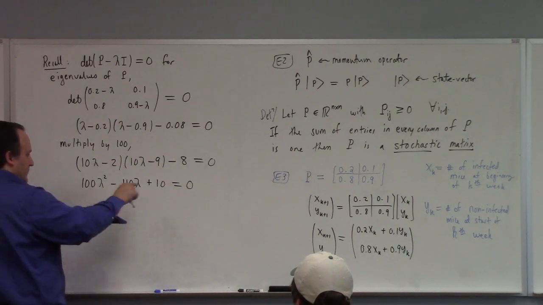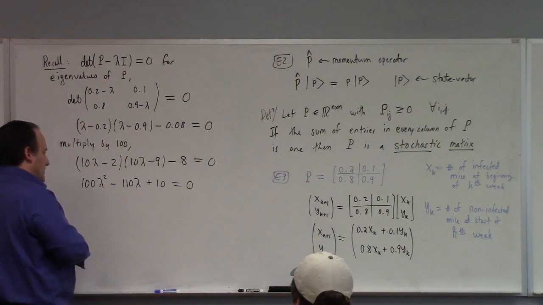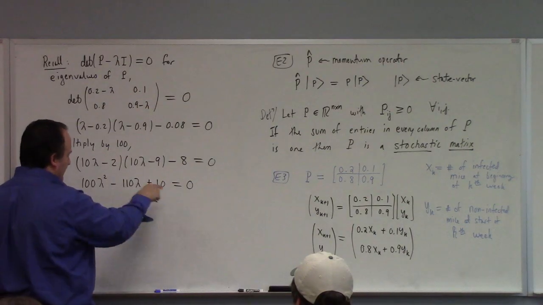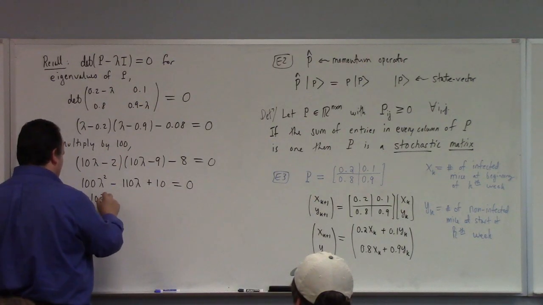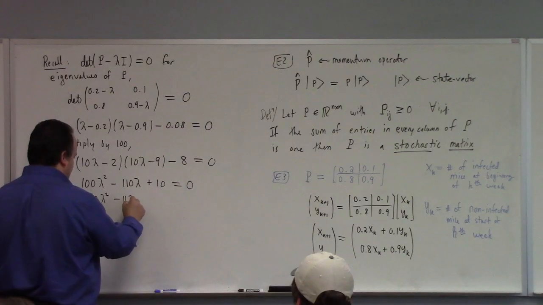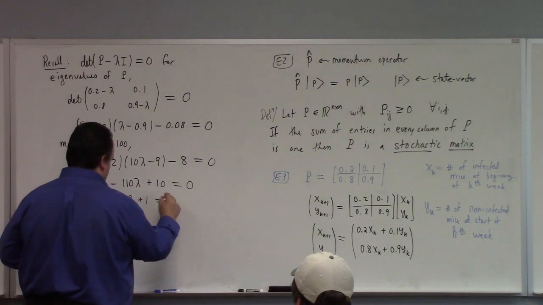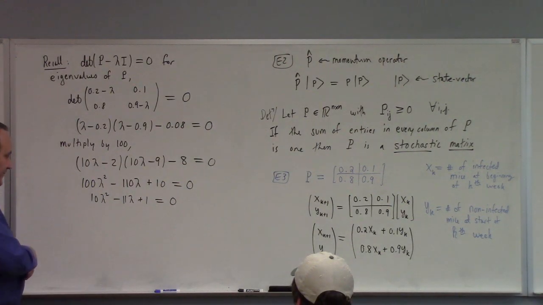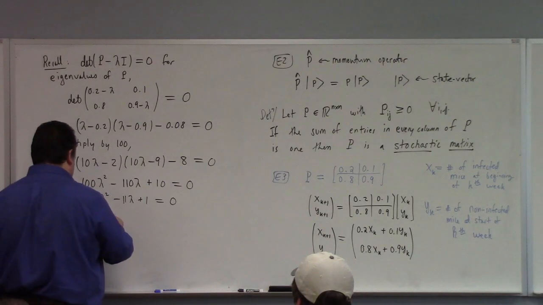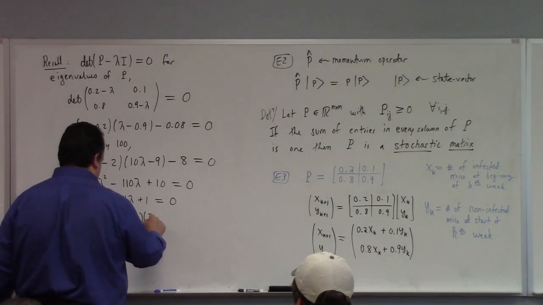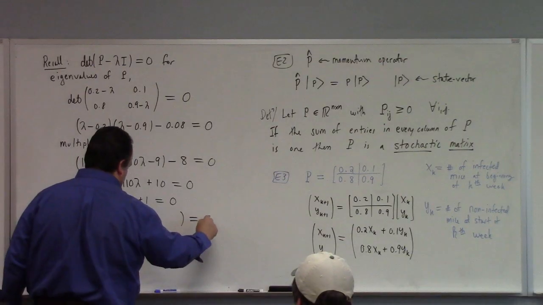So, of course, at this point, I've grown tired of my multiplication by 100. I'm going to divide this by 10. So we've got 10 lambda squared minus 11 lambda plus 1 equal to 0, which I bet we could factor. 10 lambda times something equals 0. Can we factor this?